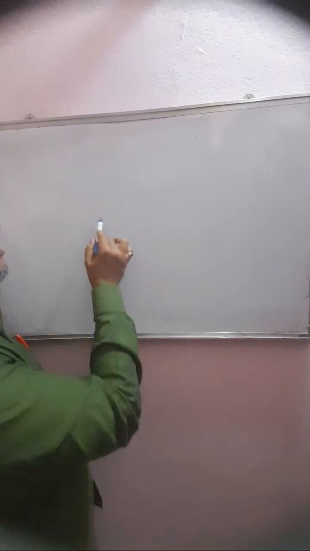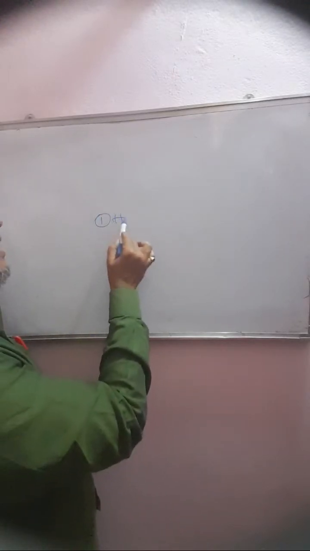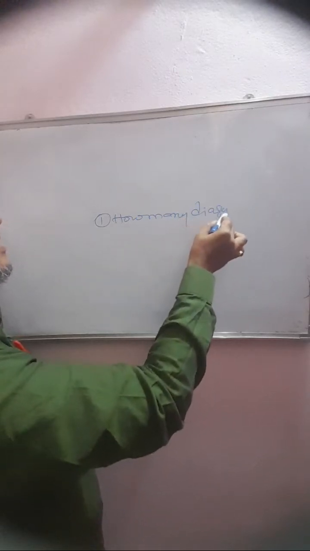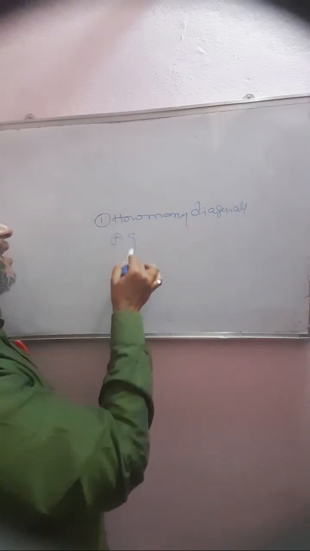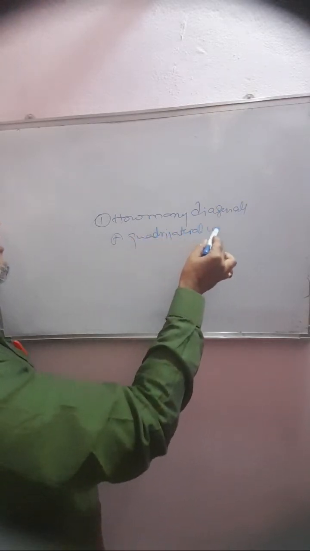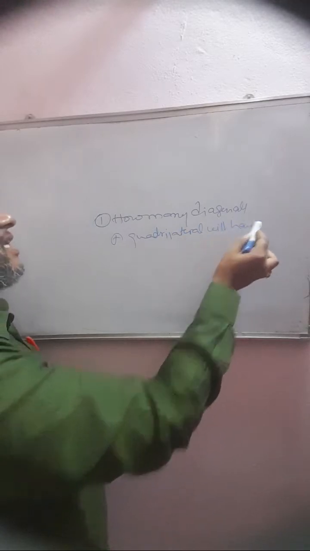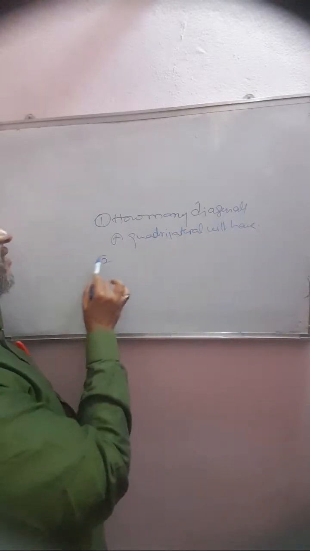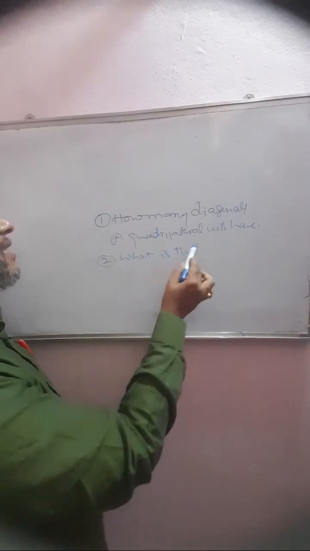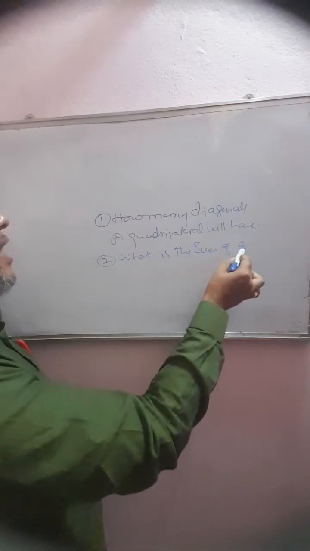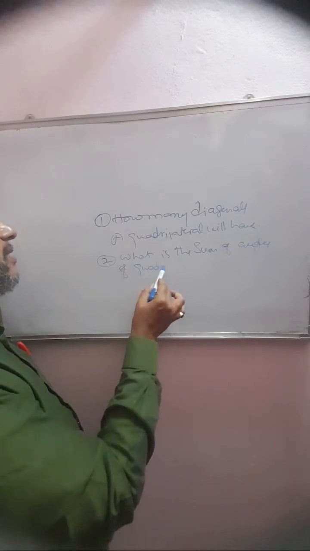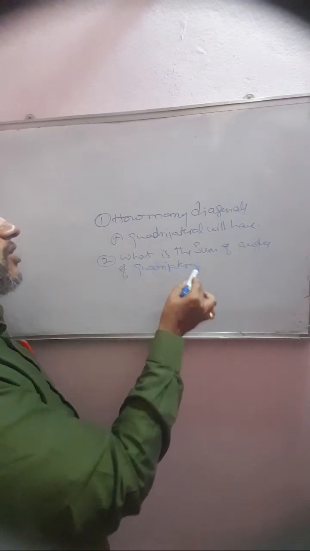So, first question, how many diagonals will a quadrilateral have? Very simple question. Why am I giving you a simple question? Because it is easy to type in the comment box. Second question. What is the sum of angles of a quadrilateral? This is also easy to answer.